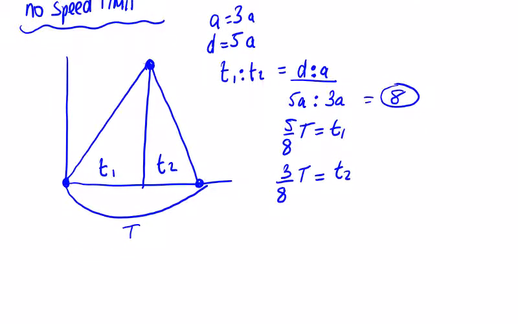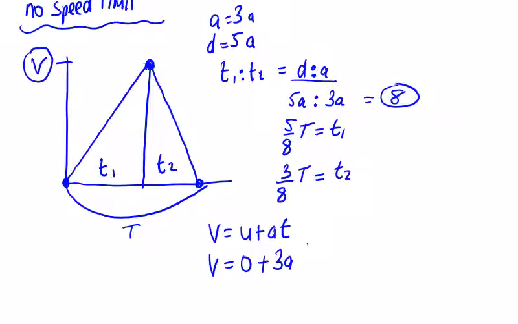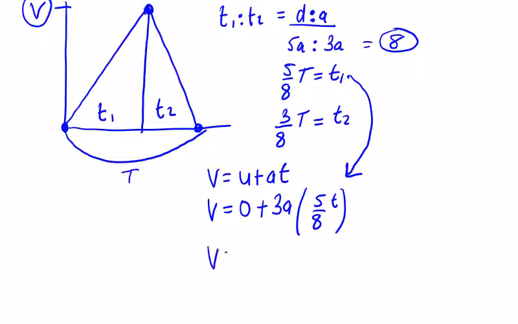I should be able to get my velocity now in terms of t. V is equal to u plus at. My initial velocity is 0. My acceleration is 3a. And my total time for t1 in terms of t is 5/8 t, so that's going in here. 5/8 times t. So my velocity is going to give me 3 times 5, 15at over 8.